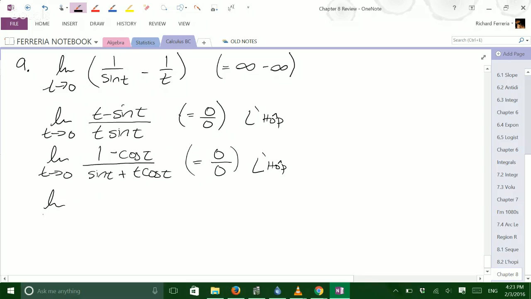I don't know why they call it the stronger form of L'Hopital's rule. It just means do it again. The derivative of 1 minus cosine t is sine t. The derivative of sine t is cosine t. The derivative of t cosine t is a product, so the derivative is 1 times cosine t plus t times the derivative of cosine, which is negative sine t.